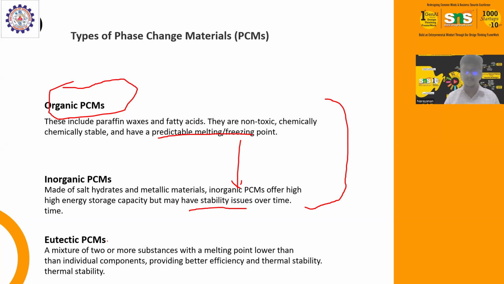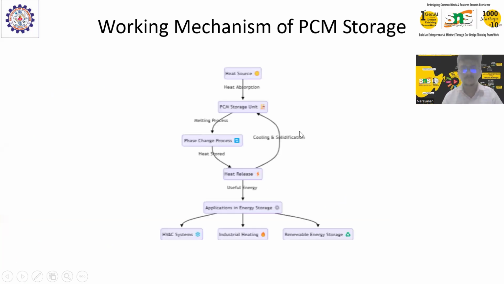And inorganic PCMs have a high energy capacity, but the melting or freezing point is not predictable and they have stability issues. So there is another area of research going on, eutectic PCMs, which combine these two in various ratios so that the optimization of the capacity and the modeling can be combined. A mixture of two or more substances with a melting point lower than the individual components is called a eutectic PCM. It will give better efficiency, better thermal stability, and better capacity as compared to the individual materials, right? So this is the working principle of phase change materials.